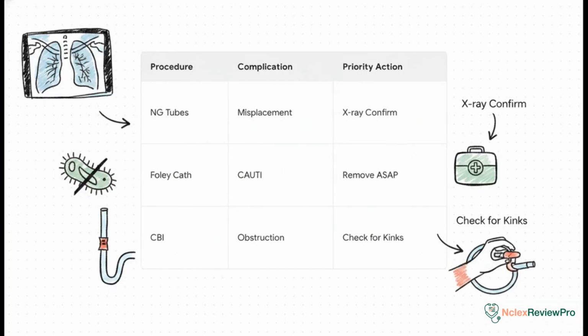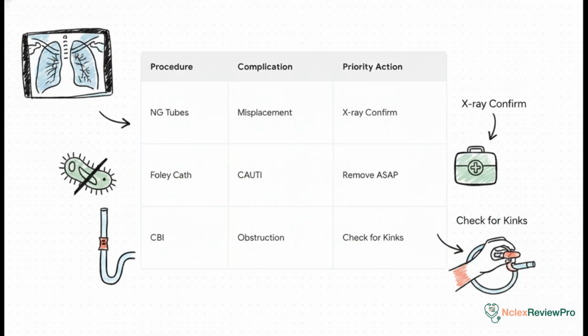Okay, by quickly mapping out these bedside red flags, we can see exactly what our immediate priority actions have to be when managing tubes, drains, and eliminations. Take nasogastric or NG tubes, for example. The major complication there is misplacing it into the lungs, so your immediate priority is strict X-ray confirmation. For Foley catheters, the main goal is preventing infections, specifically CAUTI, which stands for catheter-associated urinary tract infections, meaning the priority is to get that thing out of there as soon as medically possible.